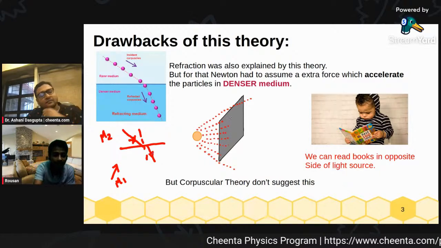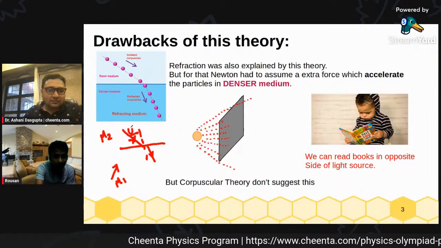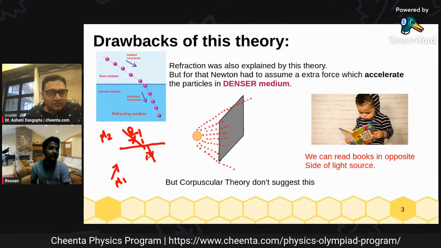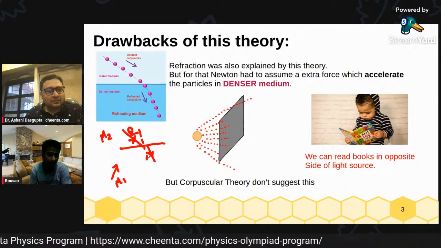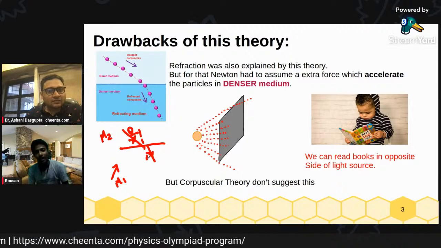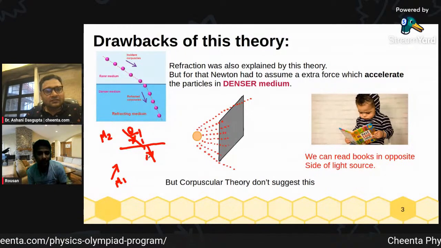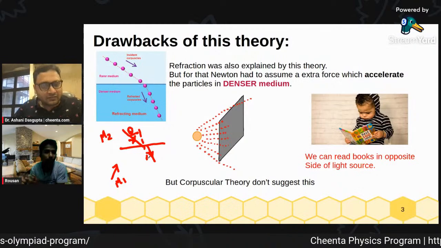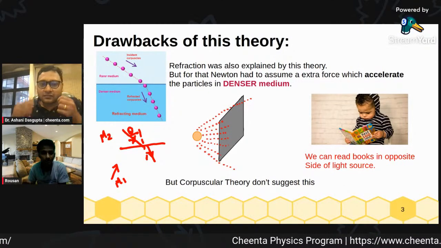And what will be the relation between these angles? This angle and this angle. We know Snell's law. It describes this particular thing. But when Newton tried to describe this, there was actually a fault. Some particular faults were coming.